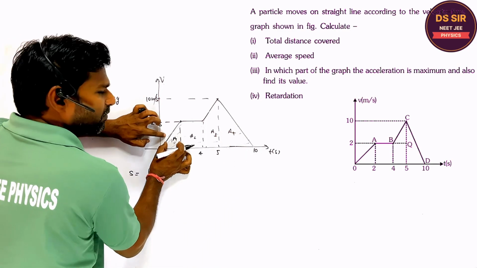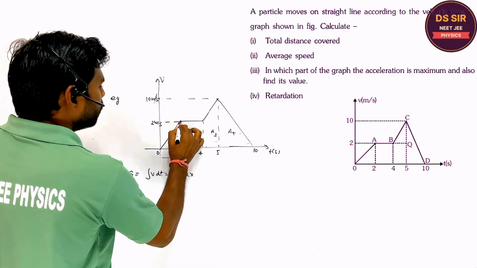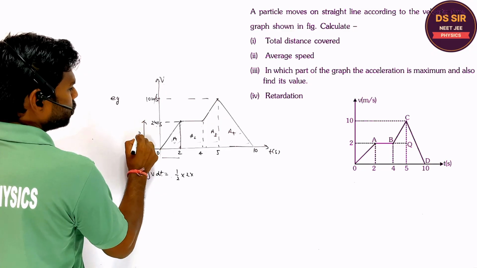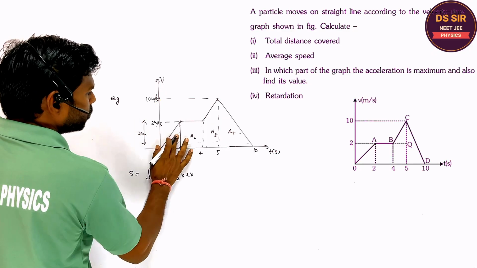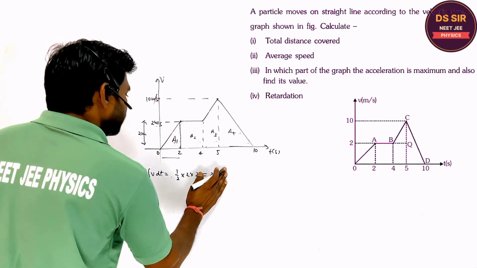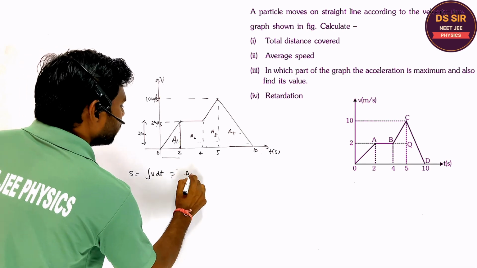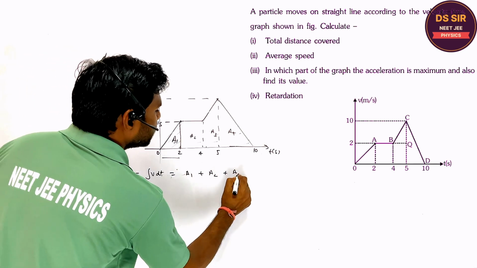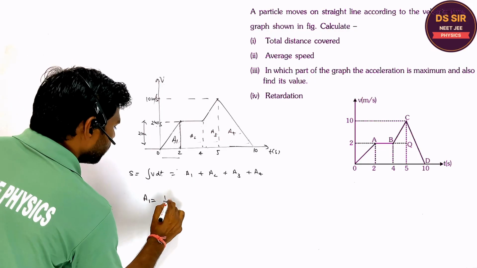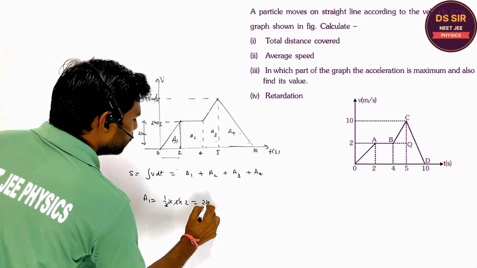What is the area of A1, this triangle? 1 by 2 base into perpendicular. What is the perpendicular distance? It is 2 meter. What is the base? 2 meter. So A1 is 2 into 2. I am writing this, S is equal to A1 plus A2 plus A3 plus A4. The area A1 is nothing but 1 by 2 into 2 into 2, right? So it is 2 meter.